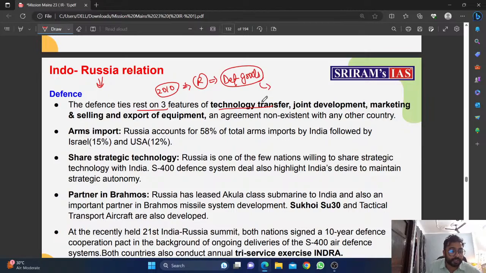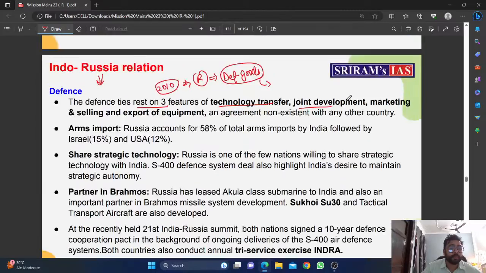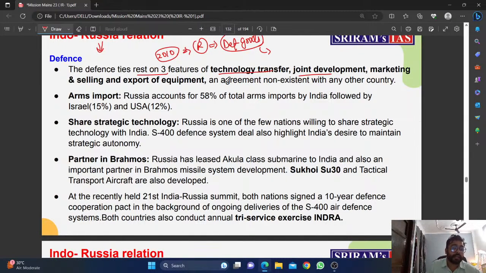So there was technology transfer, joint development, and marketing, selling and export of equipment. For example, technology transfer means that for many equipments built in Russia, how they are built, their technology is transferred to India. Then there are many areas in defense where both countries have joint cooperation, like the BrahMos missile. And you will see that this BrahMos missile was a question in prelims. A direct question came on the BrahMos missile, so if you know the basics of the BrahMos missile, you could have easily answered that question.